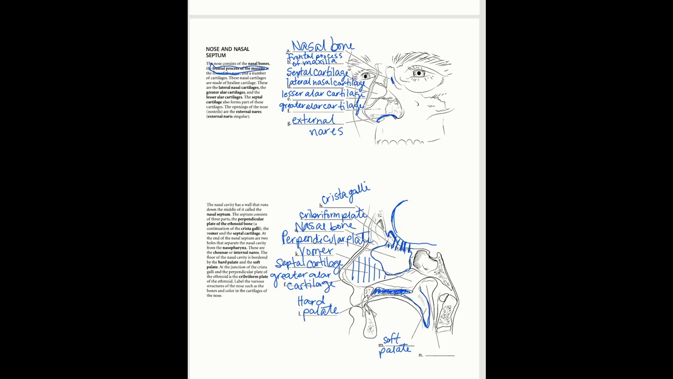And then lastly, right here, here's where we have the connection between the nasal cavity and the pharynx. These are our internal nares. So this is essentially how we can get air going from the nasal cavity down into the throat. Let's go ahead and move on to our next diagram.